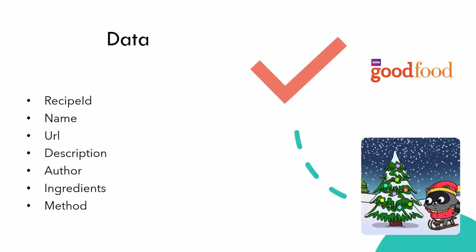For the demo purpose, I'm going to use the Christmas recipes from the BBC Good Food page, where we will have data such as name, URL, description, author, ingredients, and methods that we need to use to create a Christmas dish.